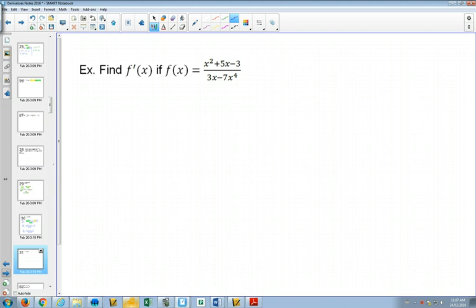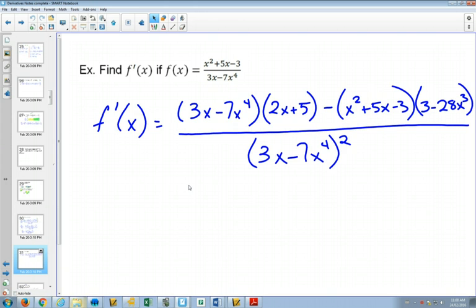So here we have another function. We have a function on top, a function on the bottom. I'll get you to try to plug this one into your formula to see how you do, and then we'll look at trying to simplify it. All right. How did you do?